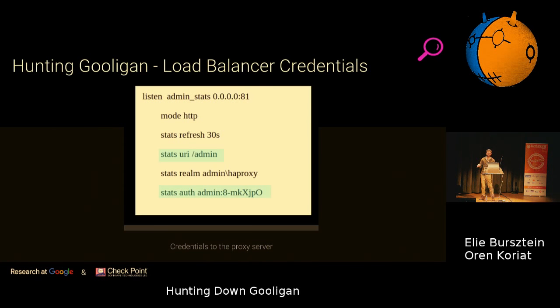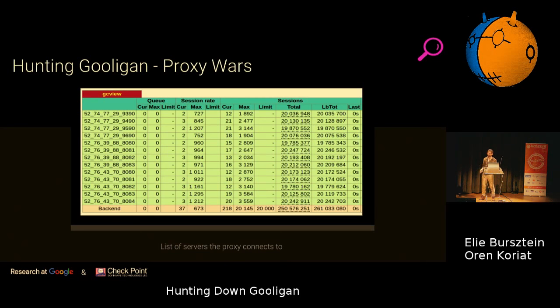Since we had the IP of the first proxy that Gooligan is talking to, we were able to try these credentials, and conveniently enough, they worked. So this proxy was in fact a load balancer used to balance load for the whole Gooligan campaign, and it enumerates the different Gooligan servers.